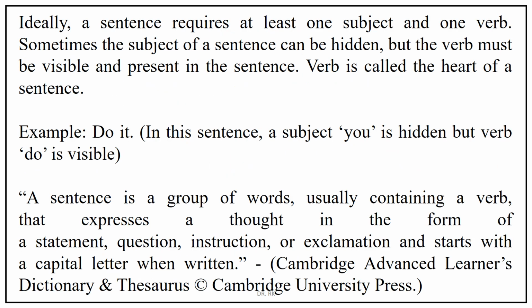Ideally, a sentence requires at least one subject and one verb. Sometimes the subject of a sentence can be hidden, but the verb must be visible and present in the sentence. Verb is called the heart of a sentence. Example: do it. In this sentence, a subject you is hidden but verb do is visible.